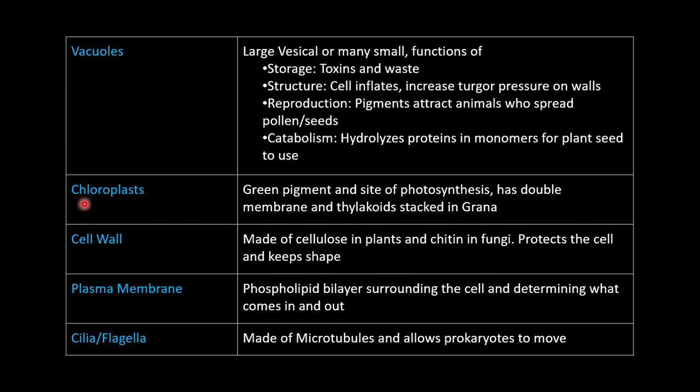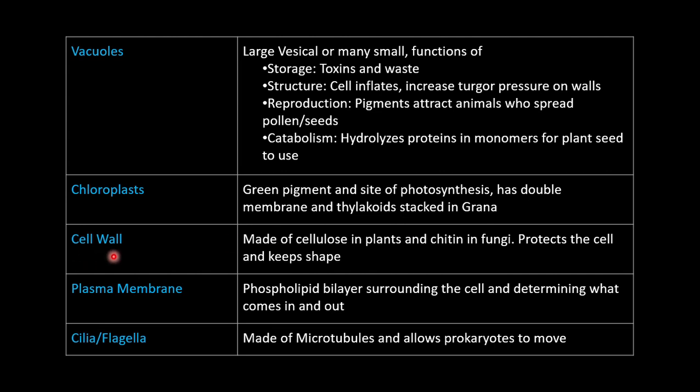Alright, so next is chloroplast, another commonly known organelle. It's just a pigment inside the plant, and it's the site of photosynthesis. It has a double membrane, which is due to the theory of endosymbiosis, and we'll explain that later in the origins of life. But yeah, it has a double membrane and thylakoids stacked in grana.